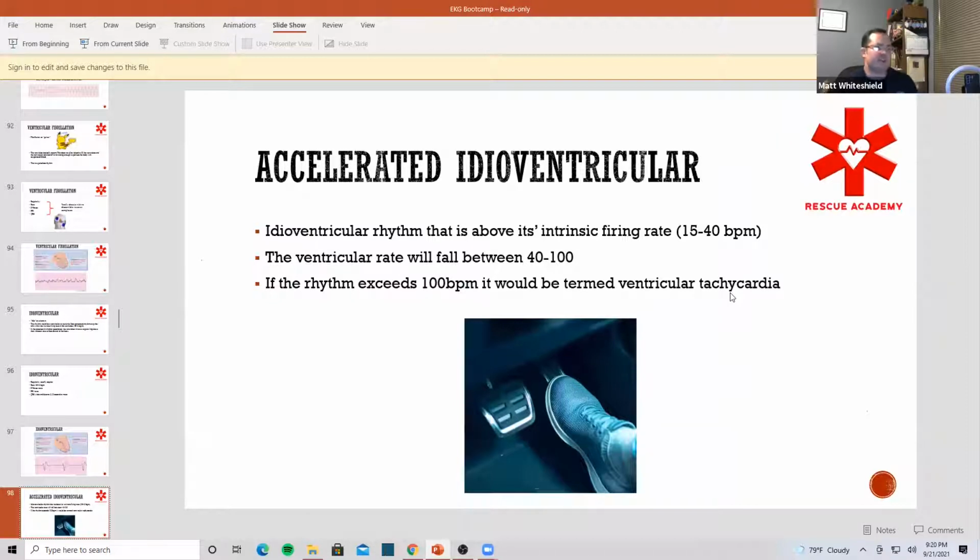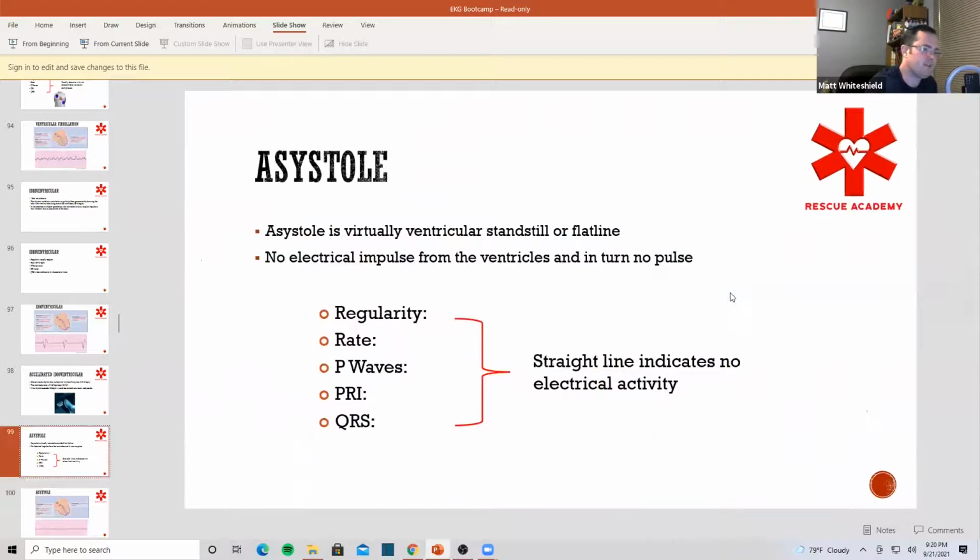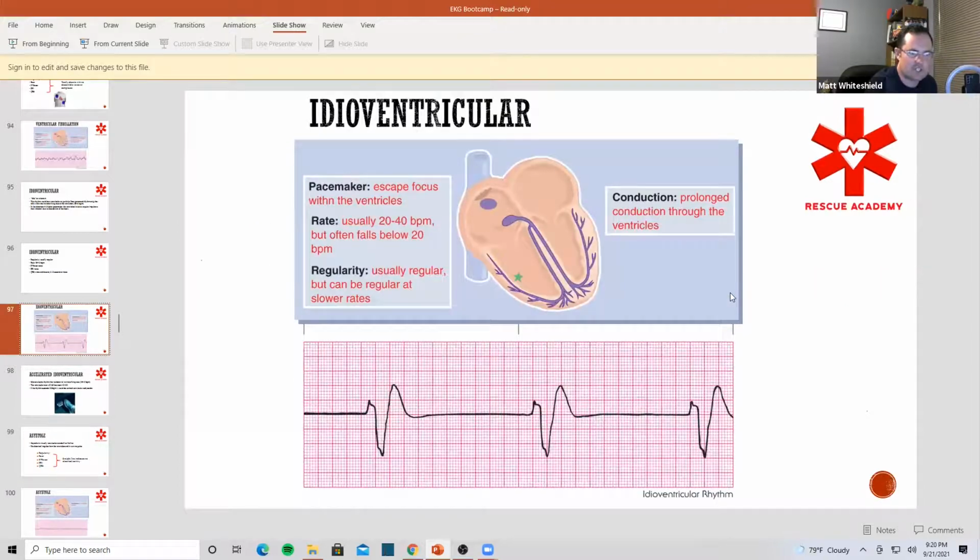Accelerated idioventricular. Idioventricular rhythm that is above its intrinsic rate. So it's greater than 40 to 100, because we know Vtac is greater than 100. So accelerated idio, right? When it's greater than 40 beats per minute. All right. And it's obviously just going to look just like this, but a little bit faster.